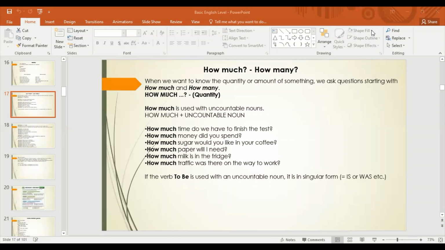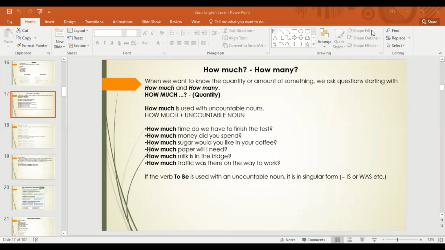For example, you can see the examples. How much time do we have to finish the test? How much money did you spend? How much sugar would you like in your coffee? How much paper will I need? How much milk is in the fridge? How much traffic was there on the way to work?